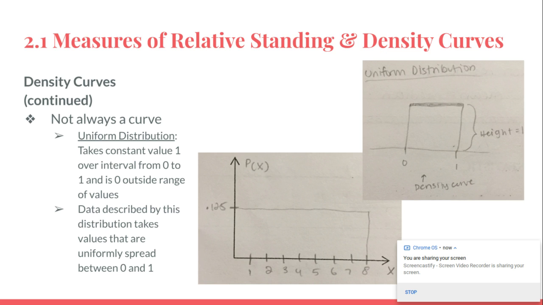When talking about density curves, it's also important to know that they do not always take on the shape of a curve. In these 2 pictures, the density curve is drawn as a uniform distribution, which is when it takes on a constant value 1 over an interval from 0 to 1, and 0 outside that range of values. And the data described by this distribution takes values that are uniformly spread between 0 and 1.